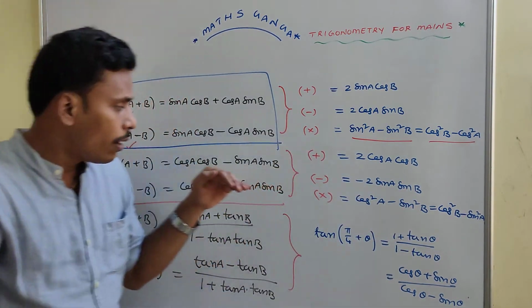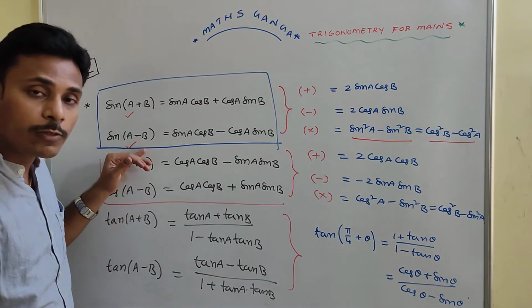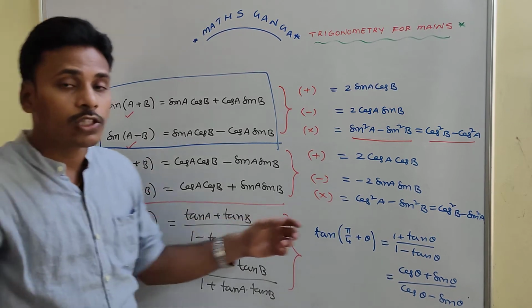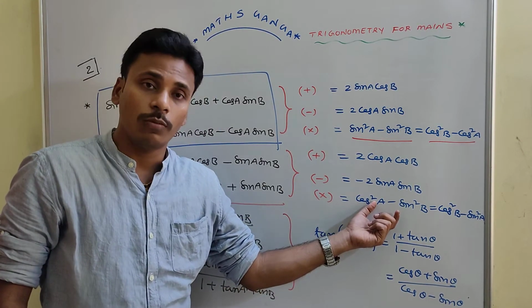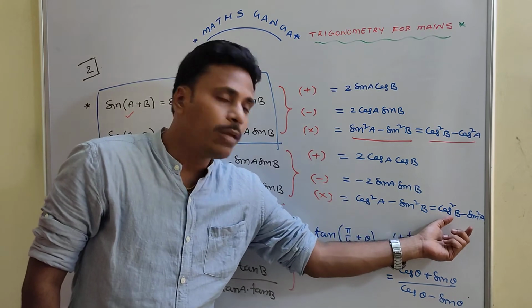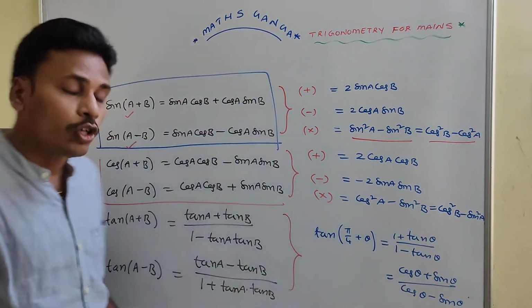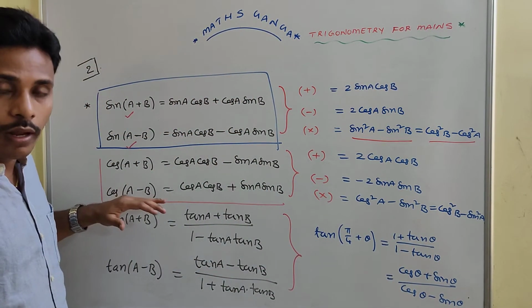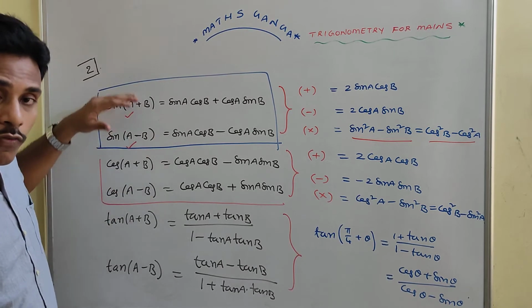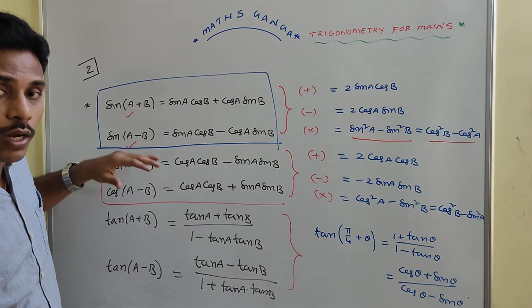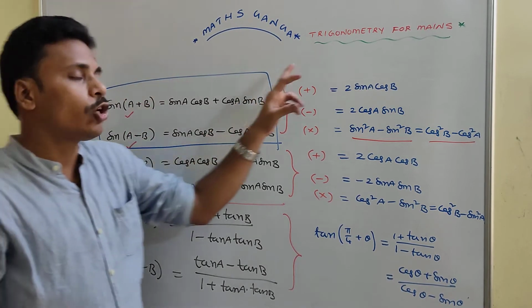And if you multiply these two, cos of a plus b and cos of a minus b, the result is cos square a minus sin square b, or cos square b minus sin square a. So initially you need to identify these formulas. Along with this, the sum, the difference as well as the product of these two you need to memorize.